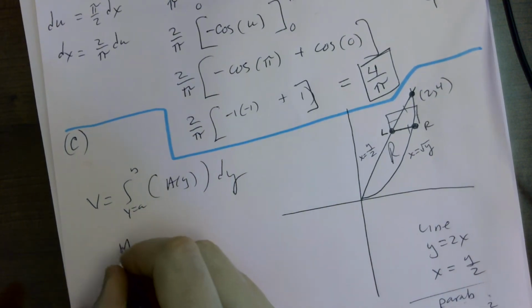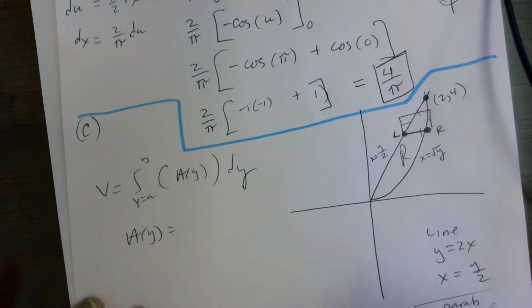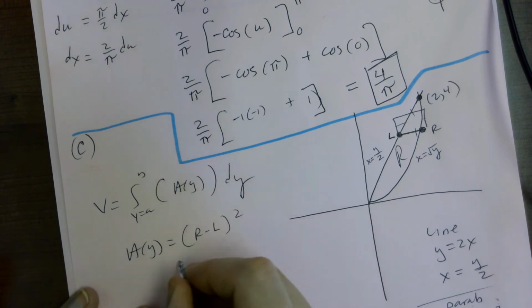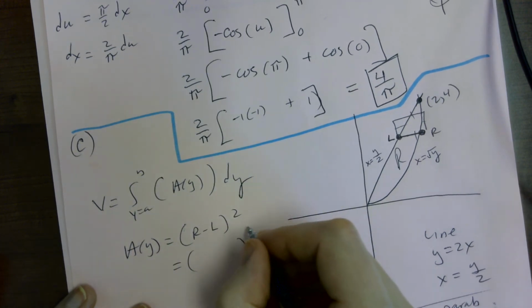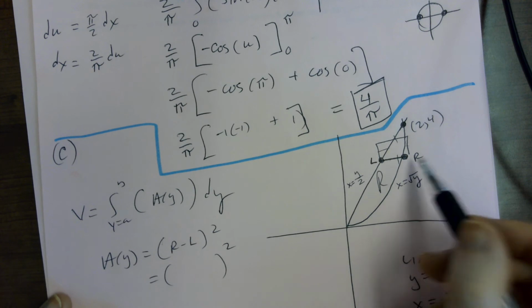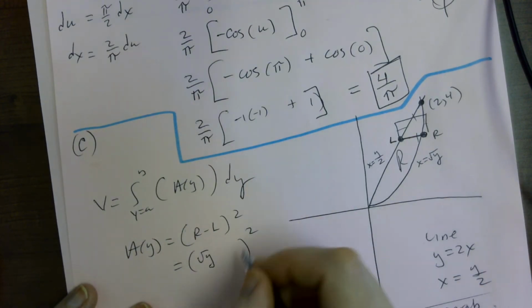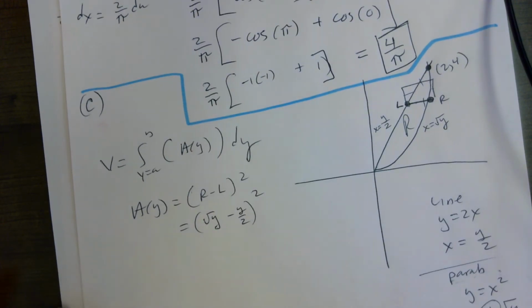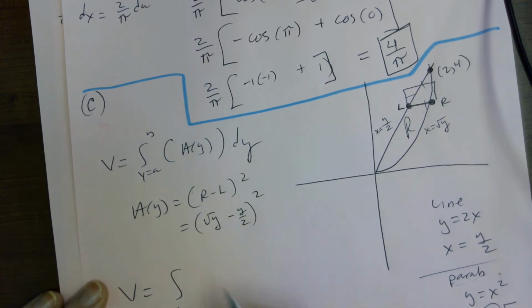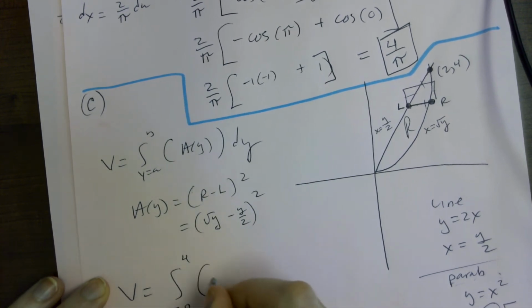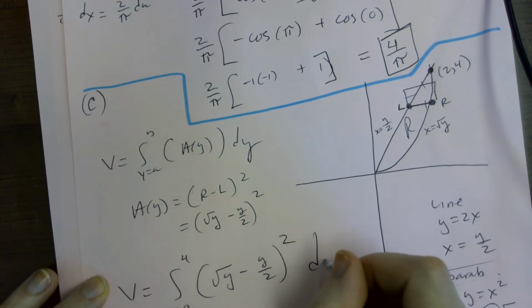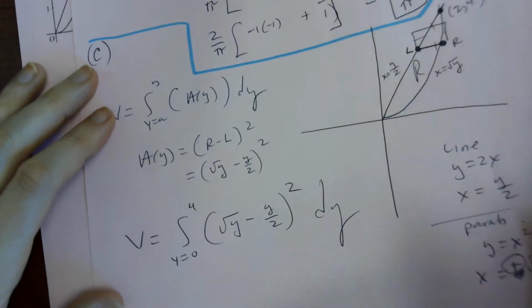The area in terms of y, if you want to find that first, is just going to be base squared, so right minus left squared. The right function in this case is radical y. The left function is y over 2. Now you put that into an integral. The bottom y value is 0, the top y value is 4, squared dy. There it is. So that is the answer.